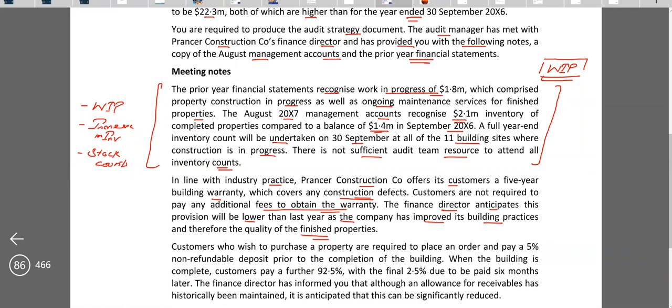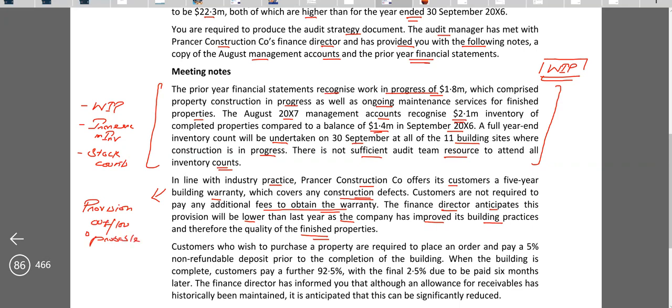Now, when they are offering a warranty, they should record a provision according to IAS 37, but there is no need to mention the name or the number of the standard, because it won't earn you any marks even if you skip it. There's no problem as long as you are writing the treatment. So provision should be recorded if the outflow is probable.